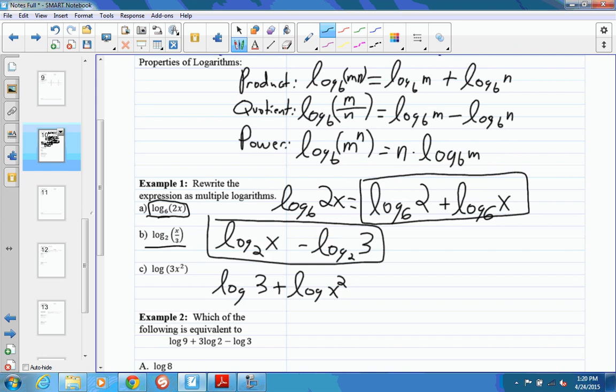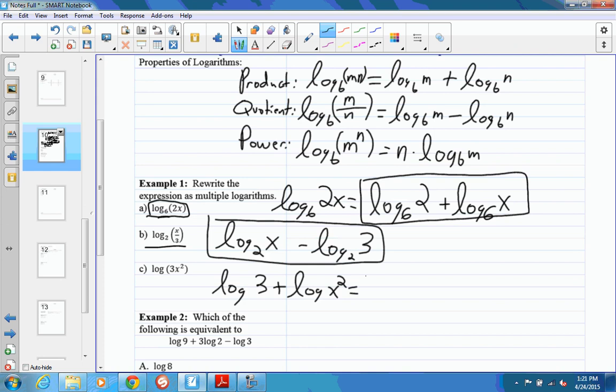So now I've got a power property, right? Now here's the deal. This rewrite as multiple logarithms, this is technically an answer, right? I would accept this. You've taken one logarithm and written it as multiple. I didn't say with no exponents or anything like that. But I'm going to ask you to go the next step, right?